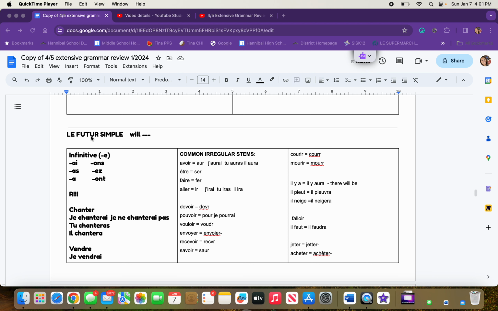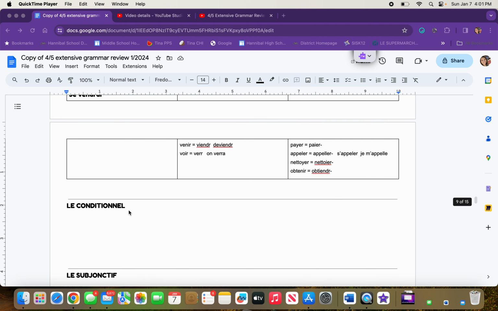For le futur, or le futur simple, you were just talking about what you will do, and the conditional is actually you talking about what you would do, if certain conditions were met. So if I had $1, I would buy some chocolate. If my parents were gone, I would throw a big party. What would you do if certain conditions were met?